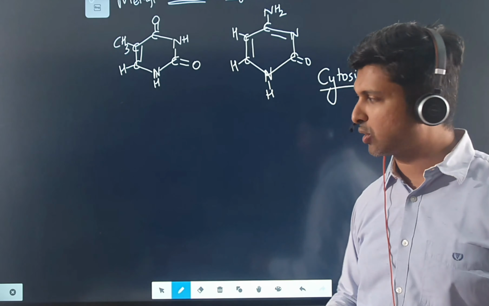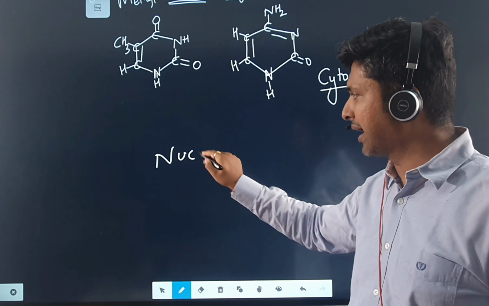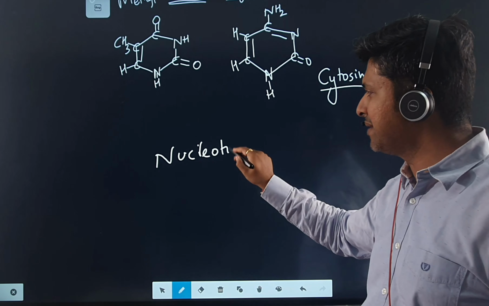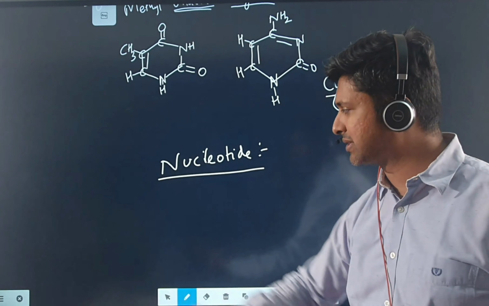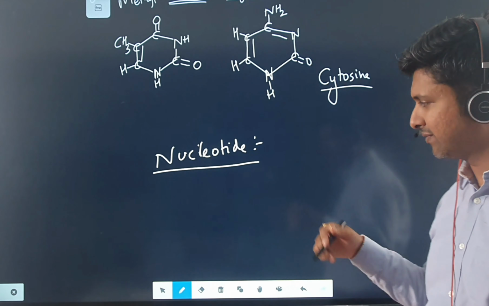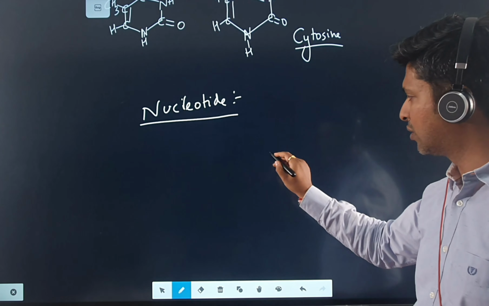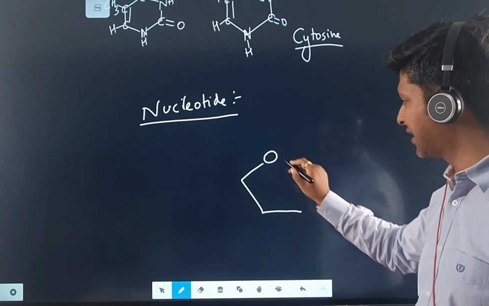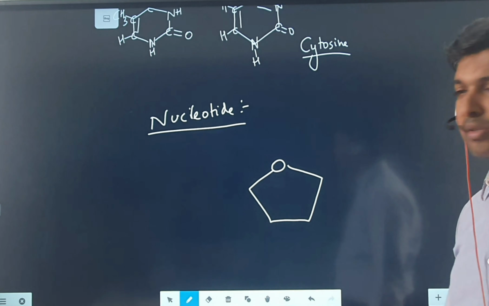Now let us see the structure of a nucleotide. I told you, a nucleotide is like a cream biscuit. In between we'll have a ribose sugar, then phosphate group. So let me draw the ribose sugar over here. I'll just draw the schematic diagram of ribose sugar at the moment. So this is your ribose sugar.